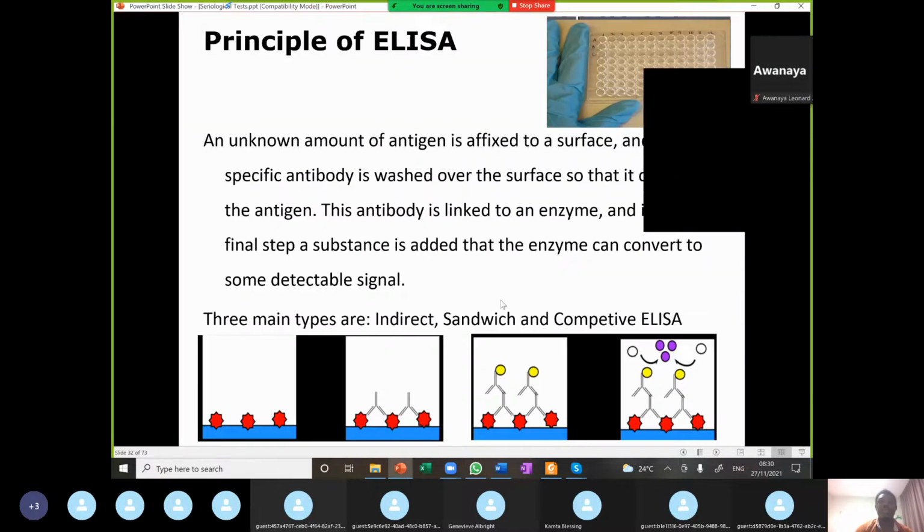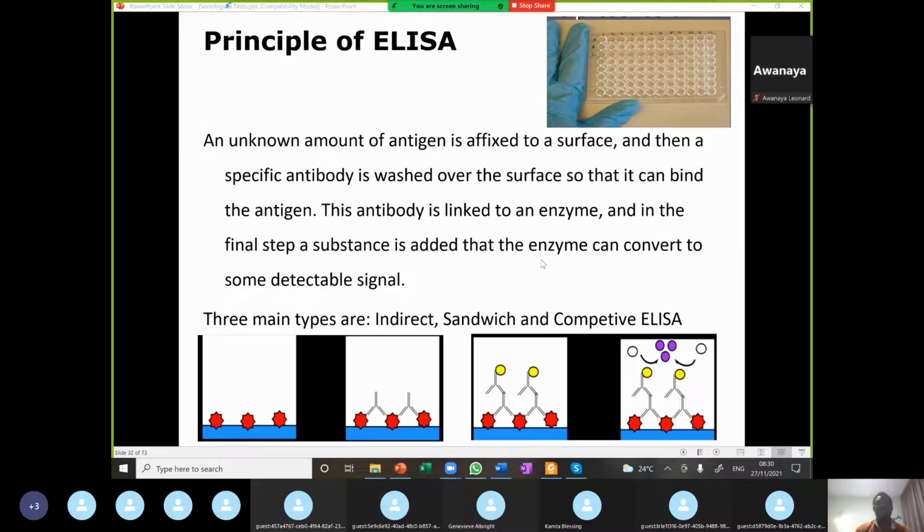Okay, sorry for the mix-up. I'll take the principle of ELISA all over because it's very important, as we are going to have three different types of ELISA to look at: indirect, sandwich, and competitive. And the basic principle must be well understood.